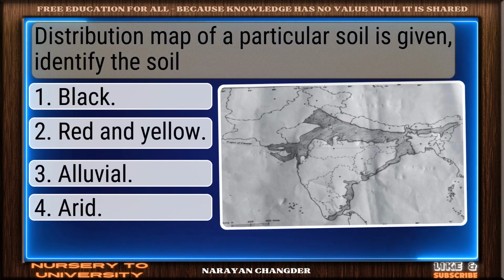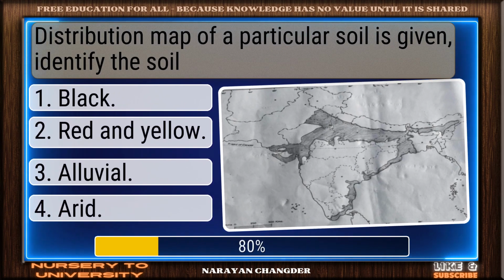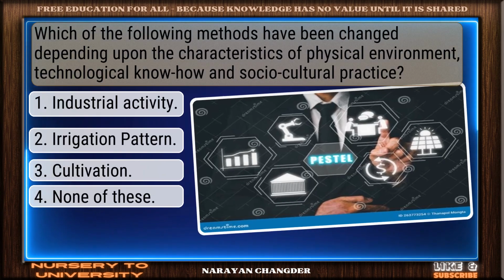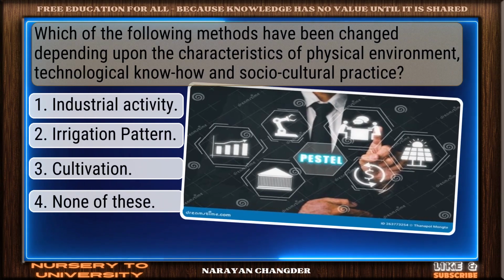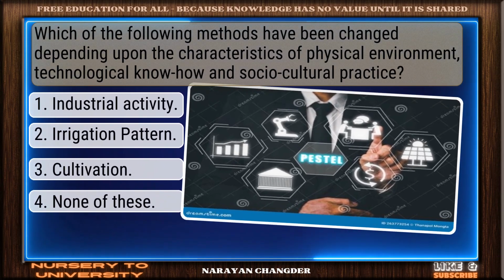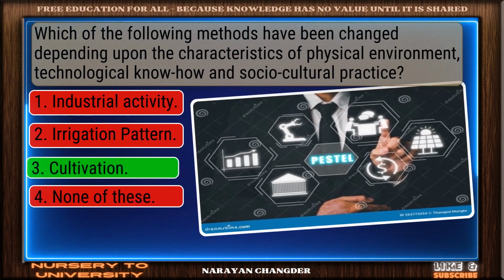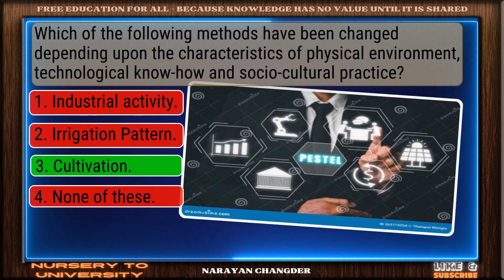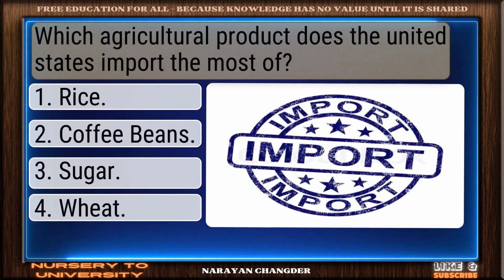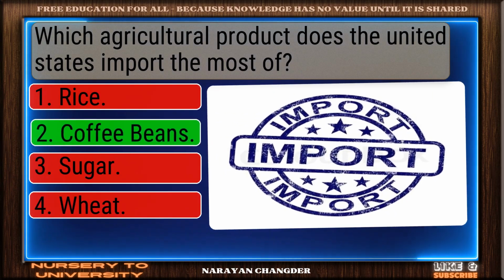Distribution map of a particular soil is given. Identify the soil. Nice work. Alluvial fits perfectly. Which of the following methods have been changed depending upon the characteristics of physical environment, technological know-how, and socio-cultural practice? Exactly. Cultivation makes sense. Which agricultural product does the United States import the most of? Clear logic. Coffee beans is sound.